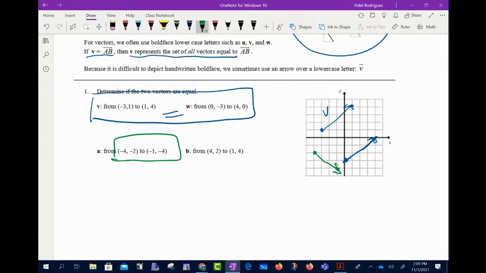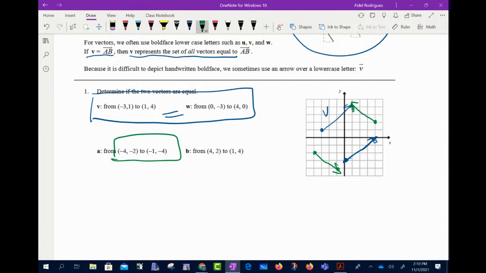So 4, 2 is going to be 1, 2, 3, 4, and then 1, 2 up. Okay, and then 1, 4 is going to be 1 to the right, and then 1, 2, 3, 4 up, and it's this vector right here.